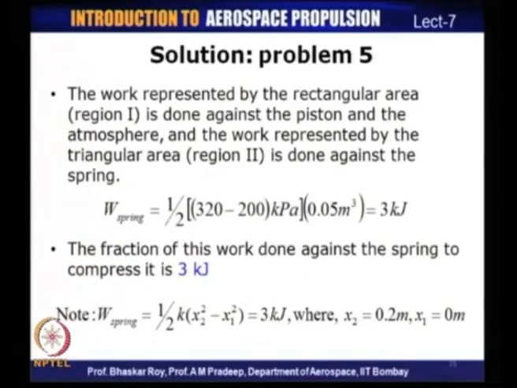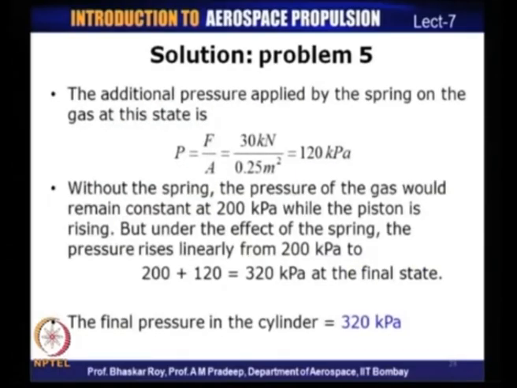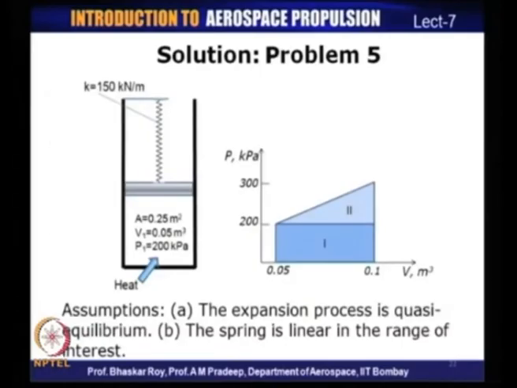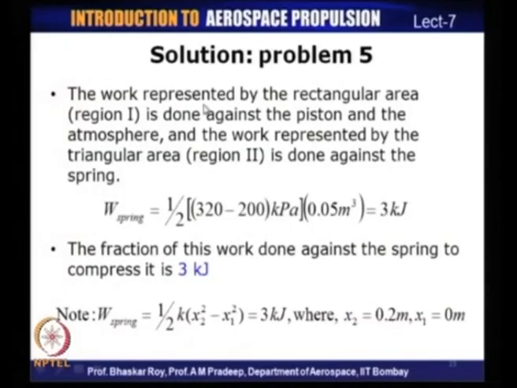Now, that is the answer to part 2 of the question. Part 3 of the question is to find the fraction of the work done against the spring to compress it. That basically represents region 1 here, which corresponds to the amount of work required against the spring. In the PV diagram which I had shown, region 1 corresponds to the work done against the piston and atmosphere, that is, the work done if there were no spring, and region 2 corresponds to the area because of the presence of the spring itself.